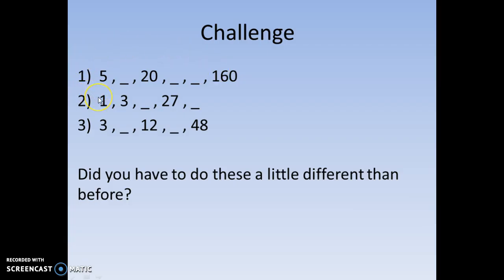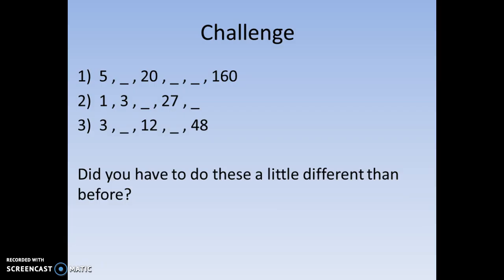Let's try number 2. What do you think our R is? We go 1, 3, blank, 27, blank. Well, they gave us the first 2 terms, so doesn't that mean our R must be 3? So then won't this be 9, 27, 81? That's a pretty easy one. Do number 3 just like we did number 1.